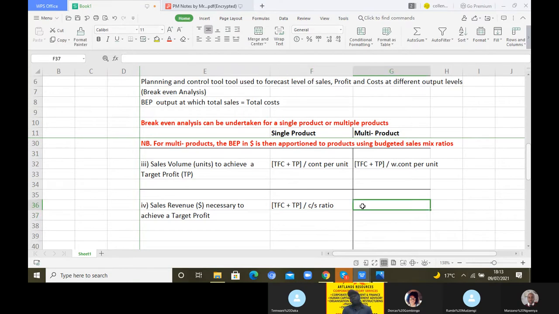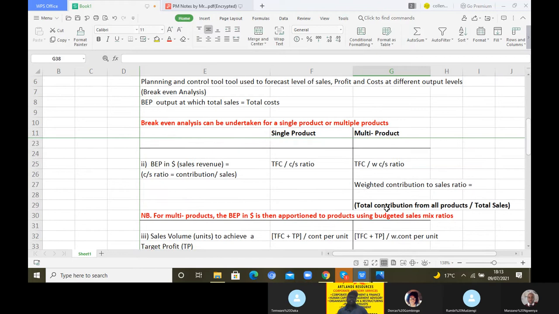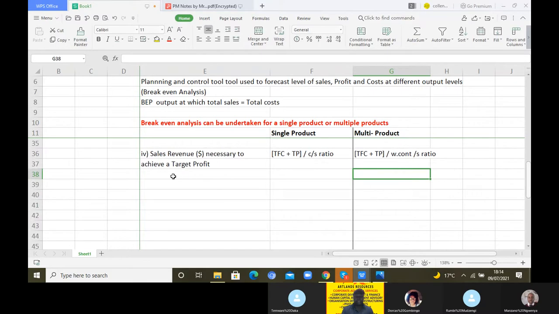Now, if you are selling multiple products and you still want to find the same figure, you say total fixed cost plus target profit divided by, for multiple products, the weighted contribution to sales ratio. And now you understand how we calculate the weighted contribution to sales ratio. You say total contribution from all products divided by total sales. That's how we calculate it. You get that? Simple as that.